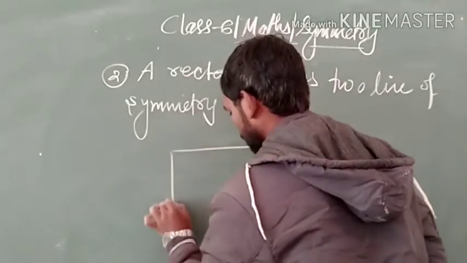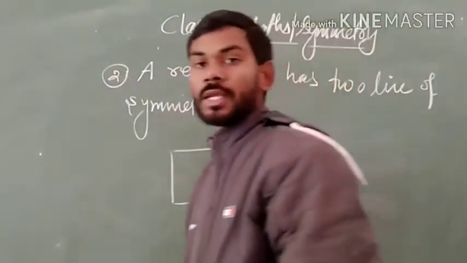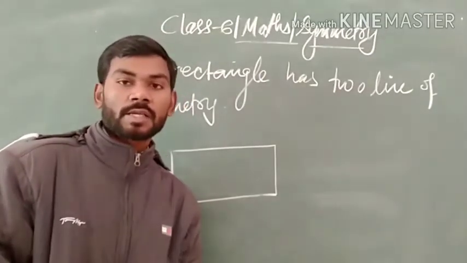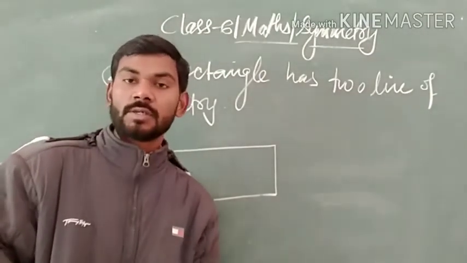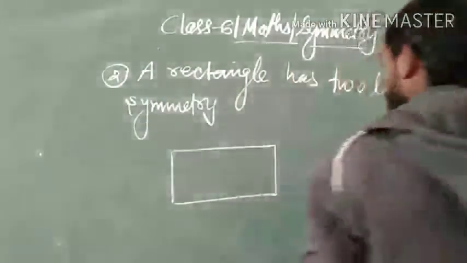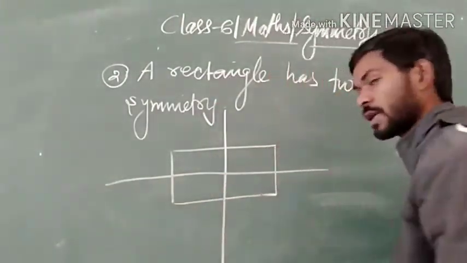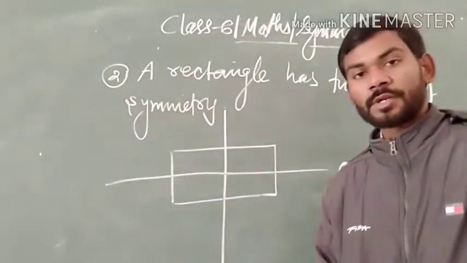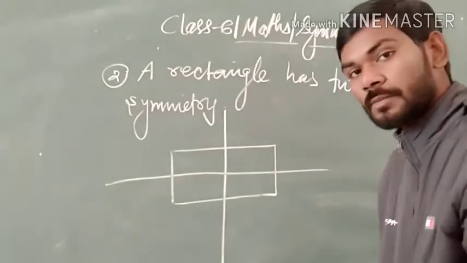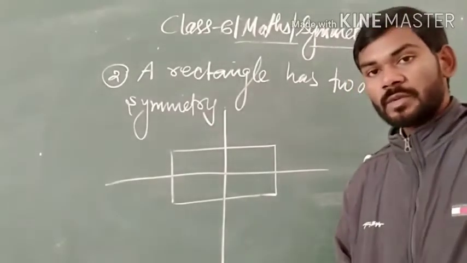And here we can see that in the rectangle, only the opposite sides are equal. Therefore, it is only possible to divide the rectangle vertically and horizontally. We cannot divide it by the corner, so it has only two lines of symmetry, the first one and the second. These two lines are the lines of symmetry through which the rectangle is divided into two identical parts. So we can say that a rectangle has two lines of symmetry.